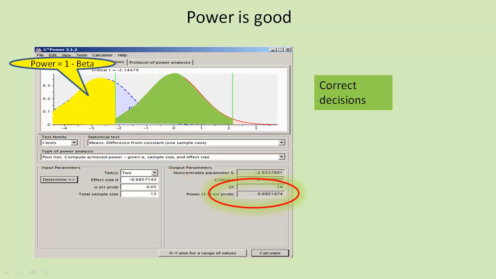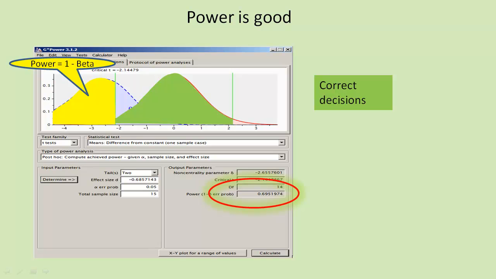Here I've highlighted the two correct decisions, but highlighted in yellow the correct decision of accepting the specific alternative hypothesis when in fact it is true. This yellow area is called the power of the experiment, and when you hear people talk about ensuring an experiment has enough power, this is what they are talking about. The aim is to maximise this yellow area.